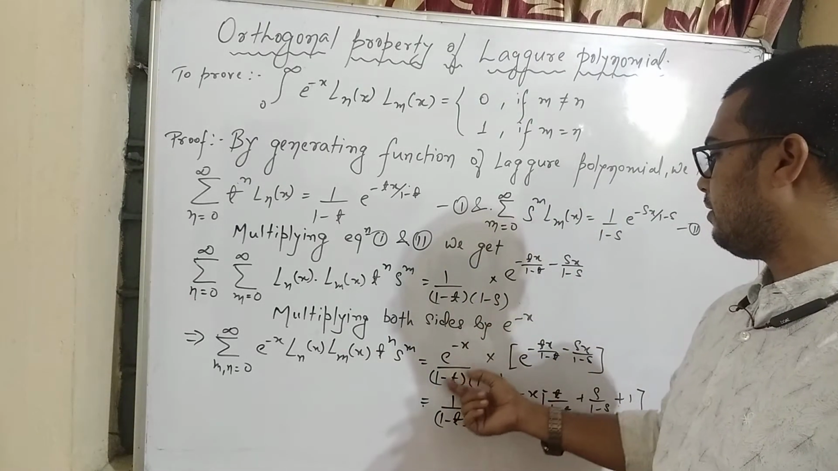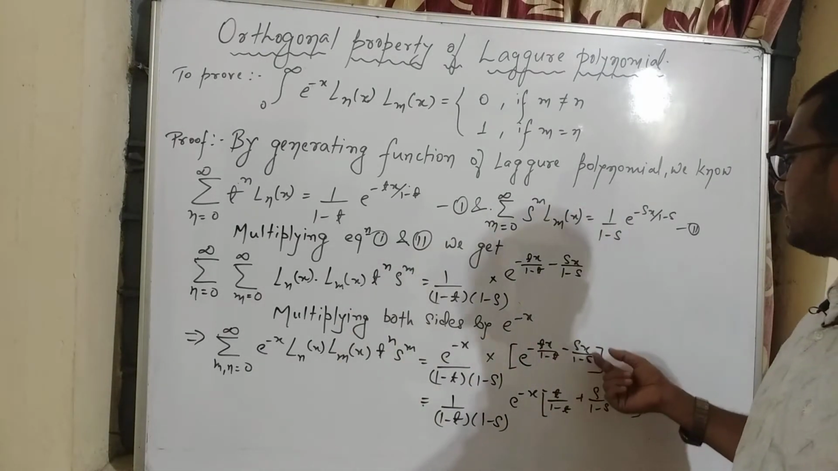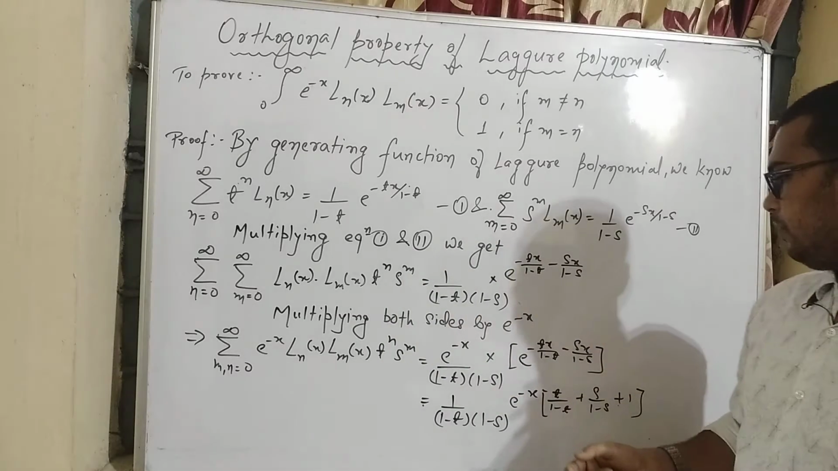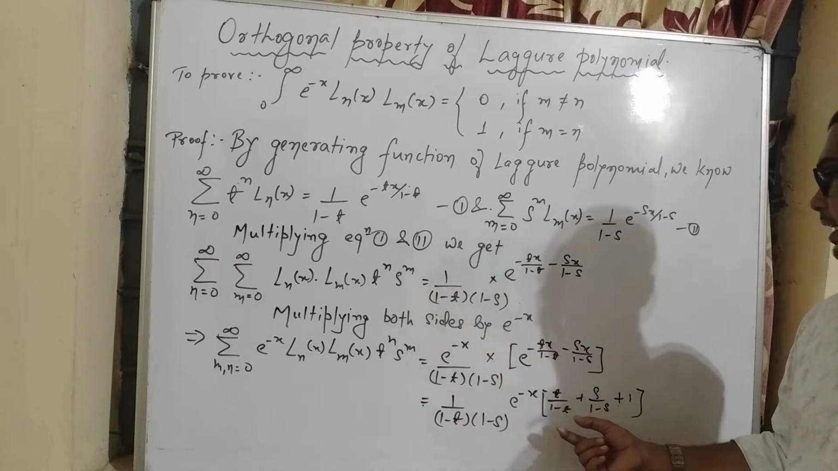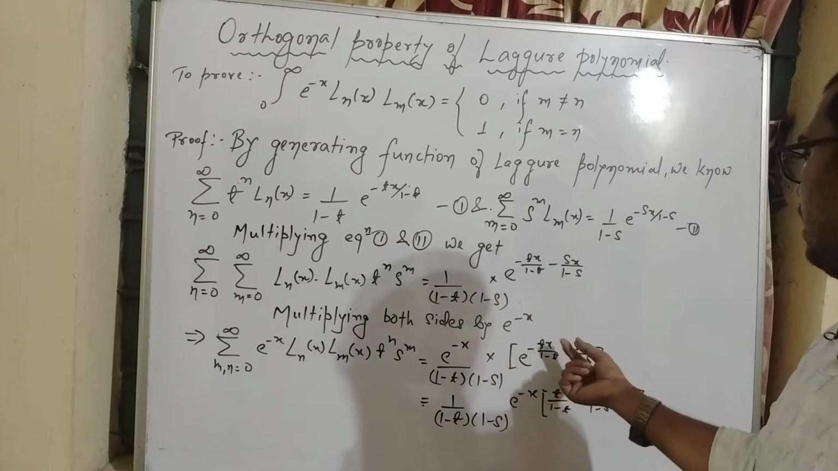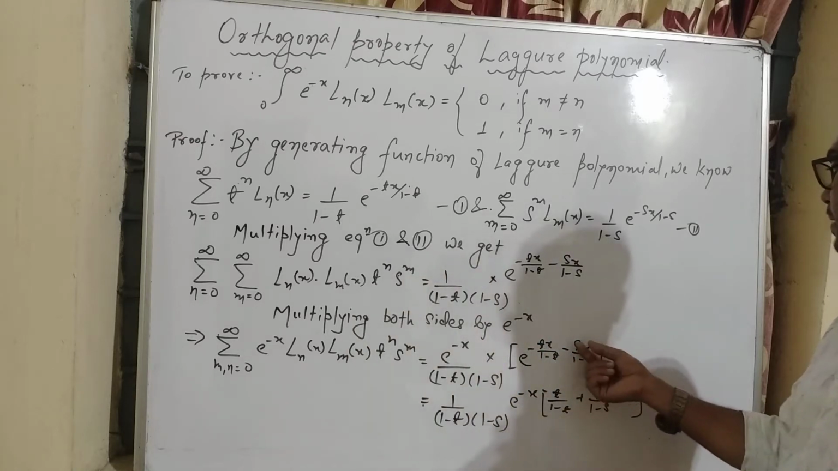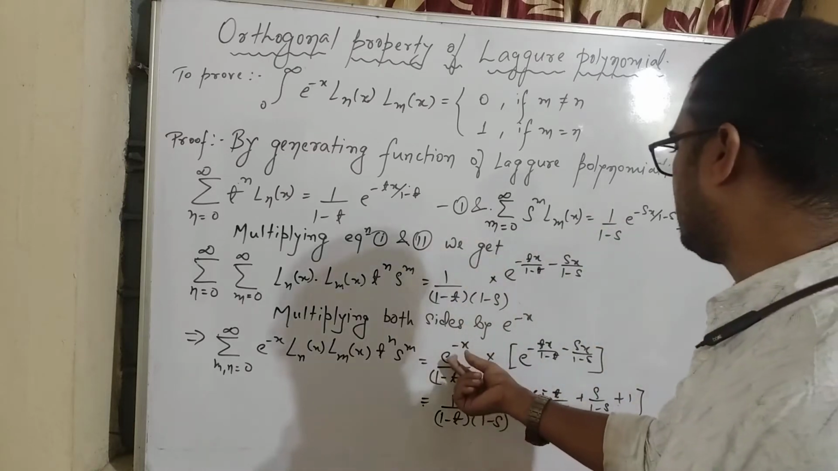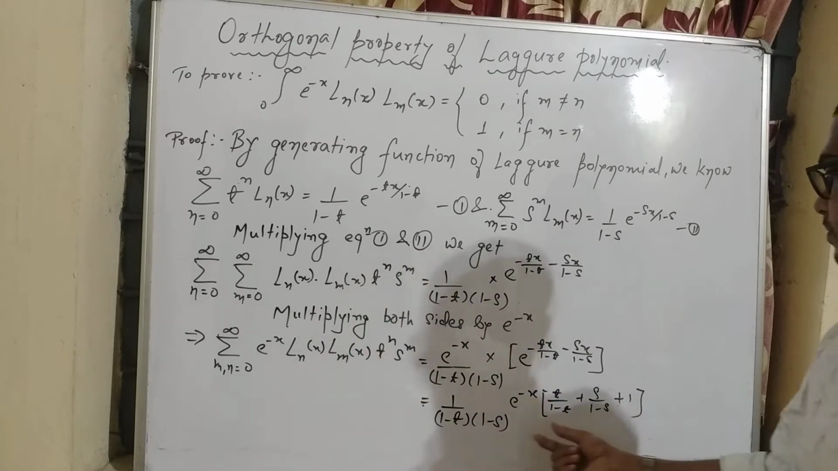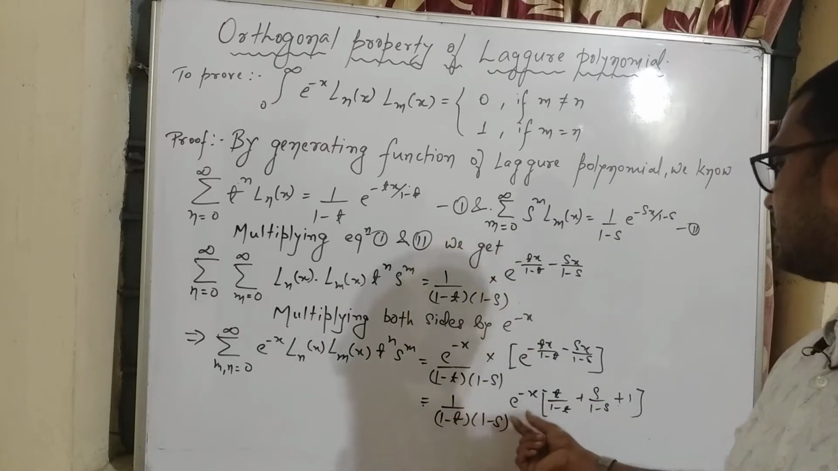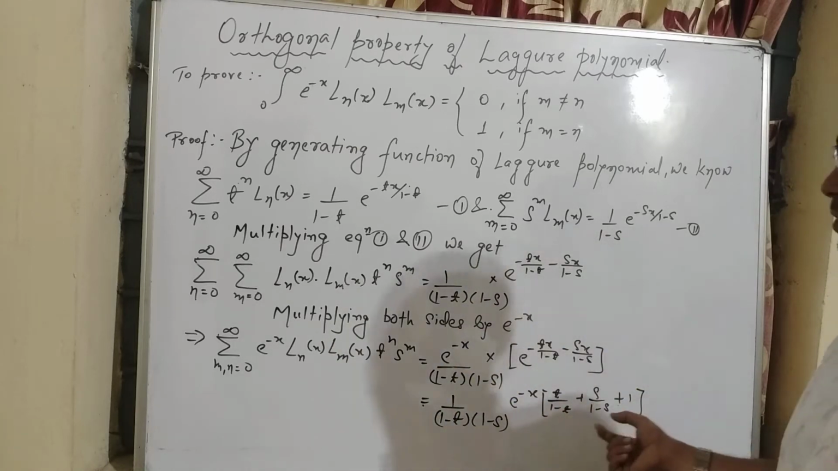1 upon 1 minus t, 1 minus s, e to the power minus tx by 1 minus t and minus sx by 1 minus s. Now we'll take e to the power minus x common from all these terms, and we see that we get e to the power minus x times the bracket with e to the power minus x, t upon 1 minus t, s upon 1 minus s, and here we get 1, as e to the power minus x is taken common from here. So finally we get 1 upon 1 minus t, 1 minus s, e to the power minus x times t upon 1 minus t plus s upon 1 minus s plus 1.